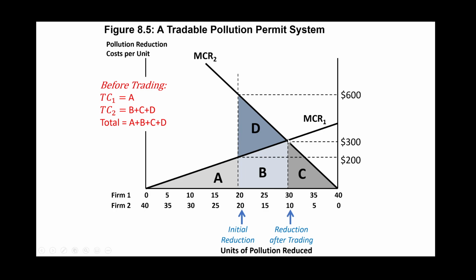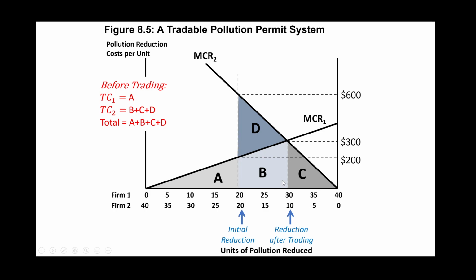Why won't they trade any further than this position? Well, because past this point, firm 2 can reduce emissions at a lower cost than firm 1. So there's no more incentive for firm 2 to continue to buy from firm 1. So that will be the optimal allocation. That means firm 1 will reduce 30 tons, and firm 2 will only reduce 10 tons. Now firm 1 will have 10 extra permits to sell to firm 2.